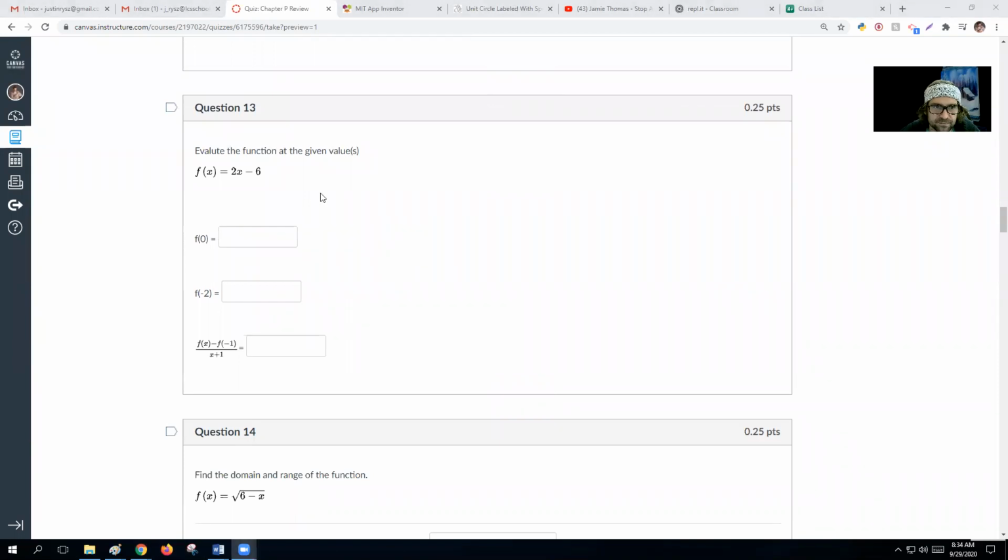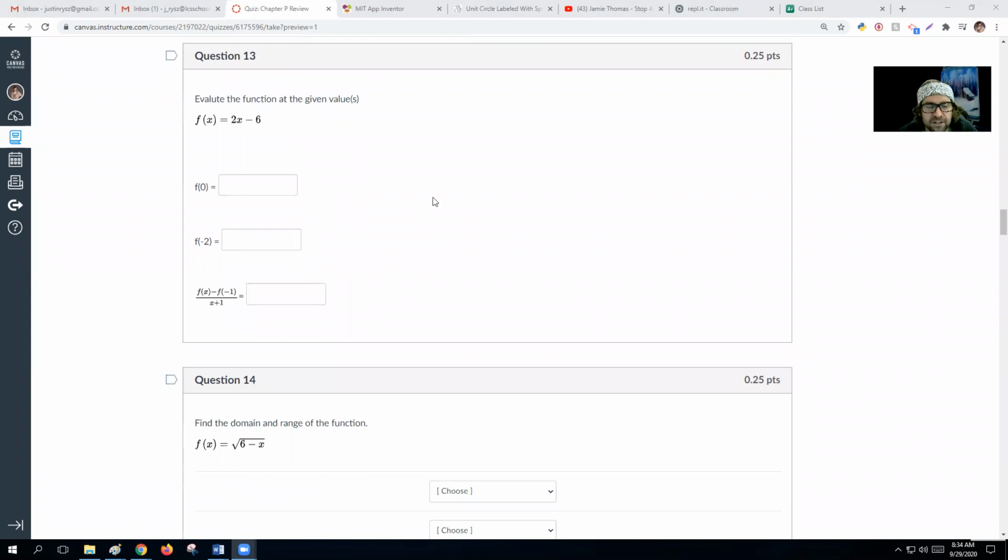Okay, all right, next, evaluate the functions. Okay, the first couple problems are easy at this, then the next one's a little bit tricky. So if I'm going to plug f of 0, plug 0 in for here, 2 times 0 minus 6. Okay, that's -6. Plug in -2, 2 times -2 minus 6. Okay, that'd be -4 minus 6, that's -10.